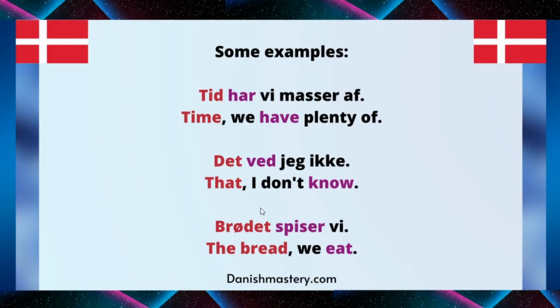But here there's inversion because we start with the object. And when we start with the object, we have verb inversion as well. The idea here is something like we have the stress on that. So we don't say tid vi har masser af. Well, you could, but that would be more like time that we have a lot of, and then something following. But it doesn't have a continuation, it just ends. So tid har vi masser af. Time, we have plenty of that. Tid har vi masser af. Time, we have plenty of. We have plenty of time.